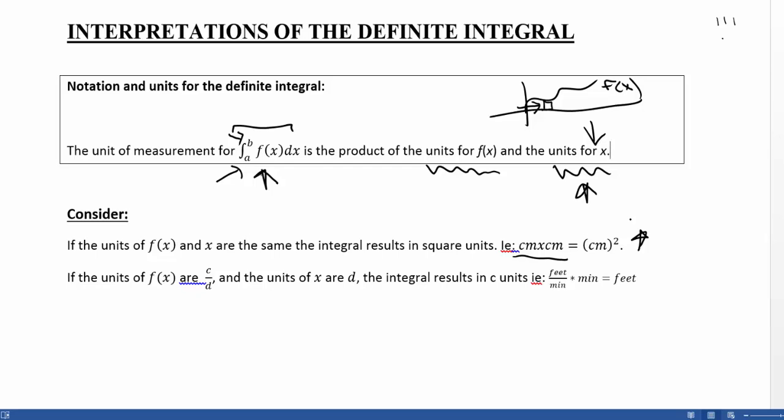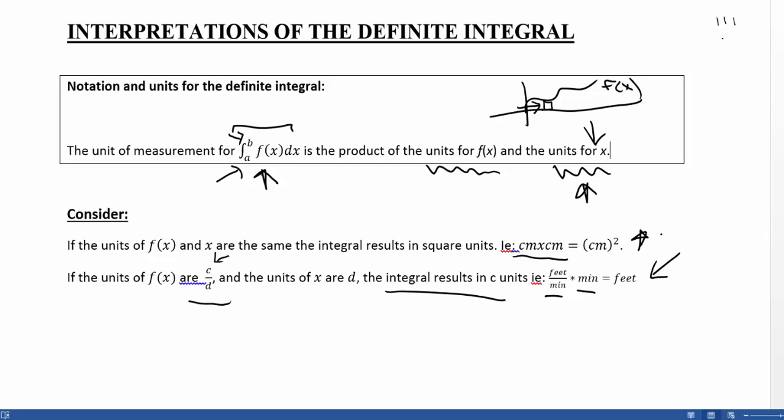So if the units of your function are something per something, so c per d, and the units of your independent variable are whatever d is, which is usually the case, then the integral results in just the units c. So what that means is usually your function has a rate, and usually the bottom of that rate cancels out. So for example, if your rate is in feet per minute, and then your time is in minutes, that means your answer is going to be in feet.